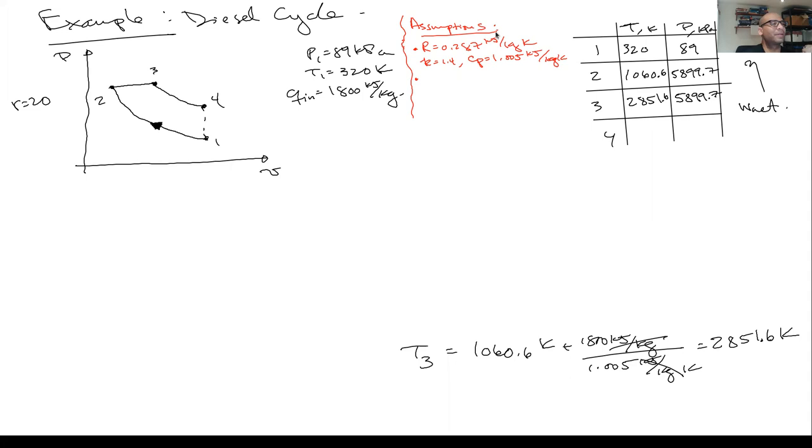Okay, stop here. So beta is equal to V3 over V2, which is equal to the specific volume of 3 over the specific volume of 2, because the system contains a fixed amount of mass. So I can divide by mass on the top and bottom.